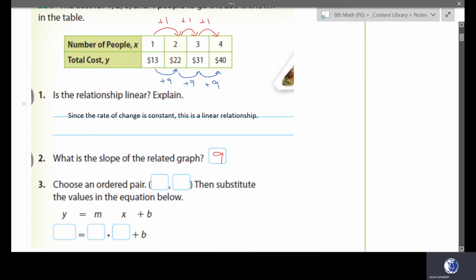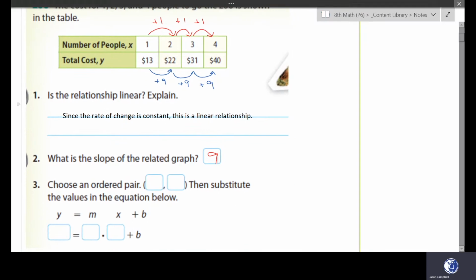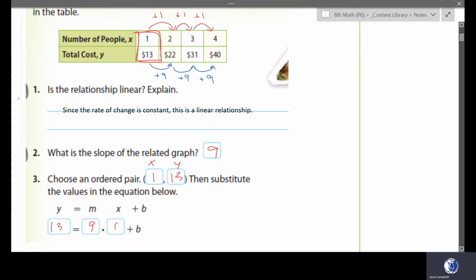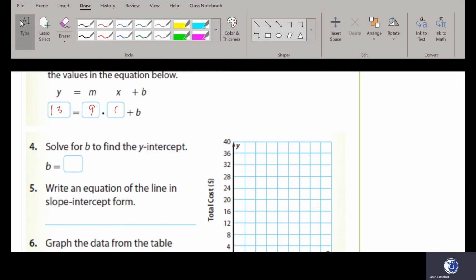It says choose an ordered pair, then substitute the values in the equation below. So I'm going to choose this first ordered pair. One person, $13. Then I'm going to substitute the values into this equation. So this was my x and my y. So 13 is equal to 9. M is my slope. 1 was my x. So 13 is equal to 9 multiplied by 1, add b. Solve for b to find the y-intercept.